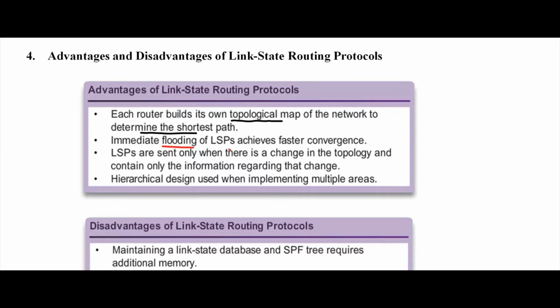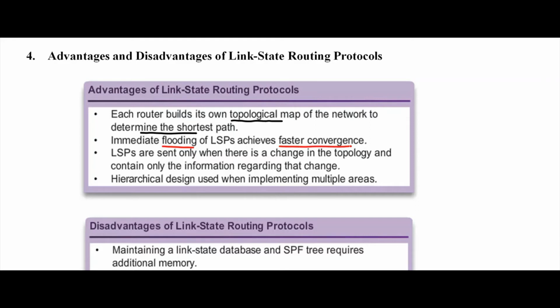We discussed flooding in the previous slides. What does flooding mean? If a router receives an LSP packet from another router, immediately the router will forward it to the next. So they are going to share the LSP packets. That is called flooding. If you have flooding, you will have a very fast convergence.